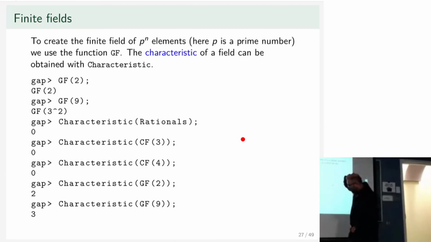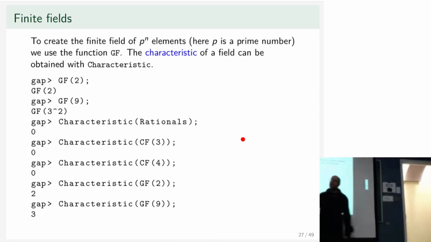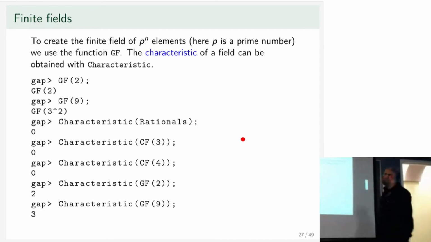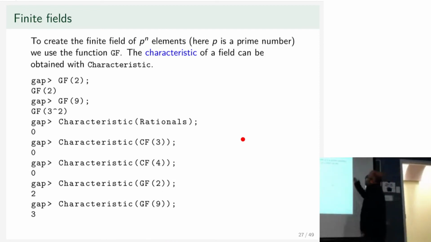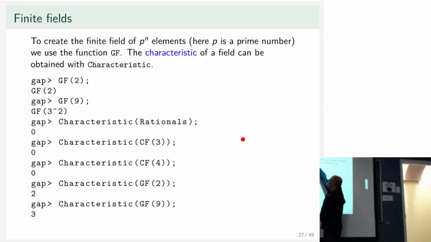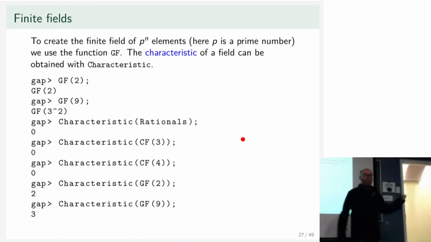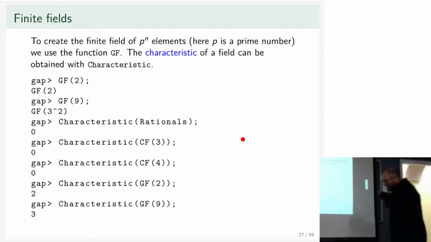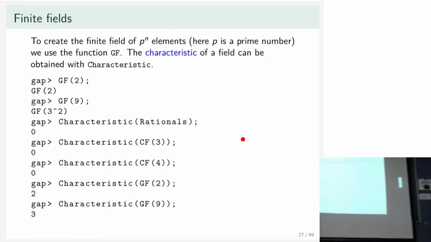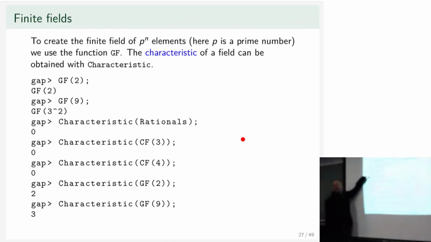So to create a finite field, you use GF, Galois field. This is the function. Of course, the characteristic of a field can be computed with this function, characteristic, and here you are using capital C, okay? So this is the field with 2 elements. This is the field with 9 elements, okay?